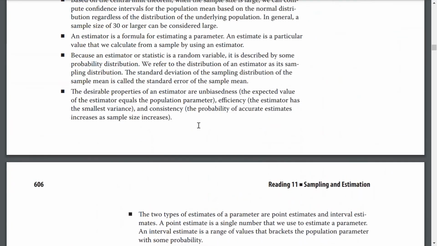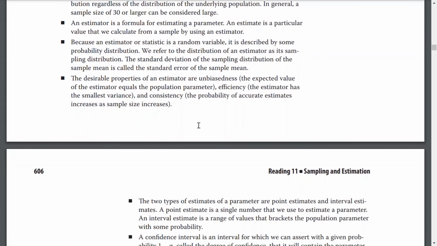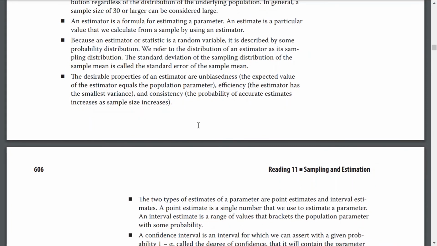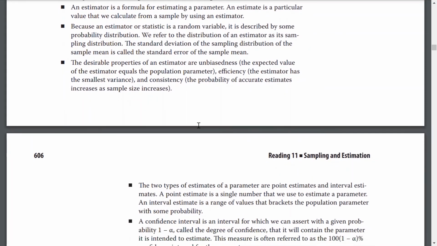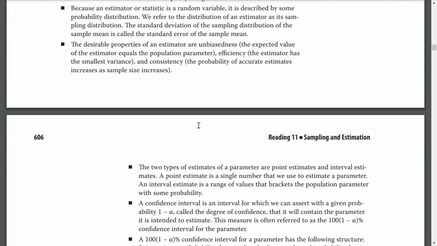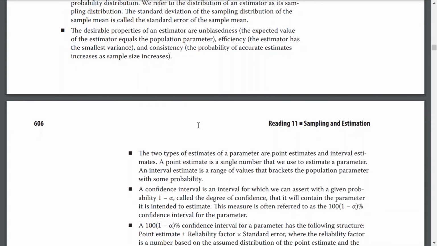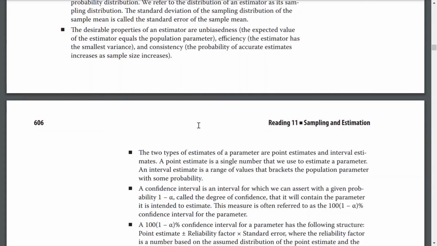The desirable properties of an estimator are unbiasedness: the expected value of the estimator equals the population parameter; efficiency: the estimator has the smallest variance; and consistency: the probability of accurate estimates increases as sample size increases.